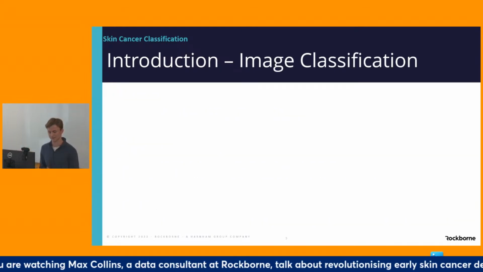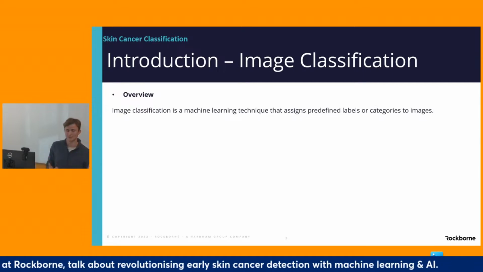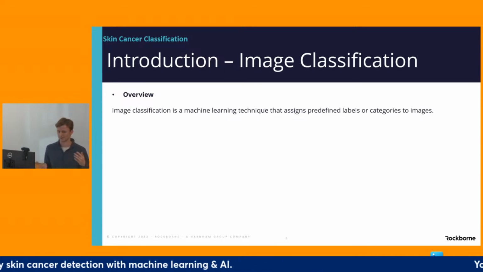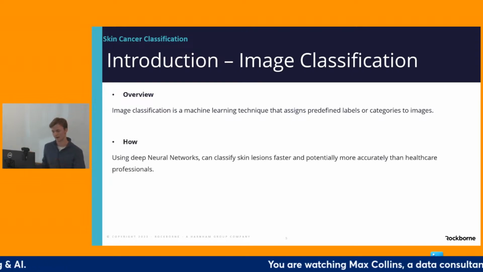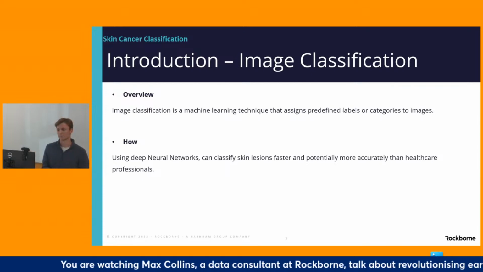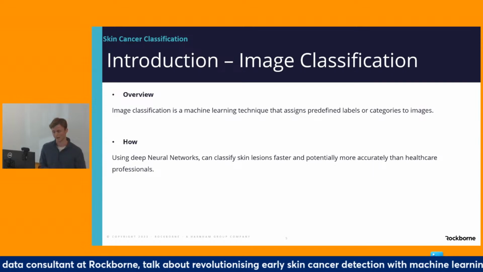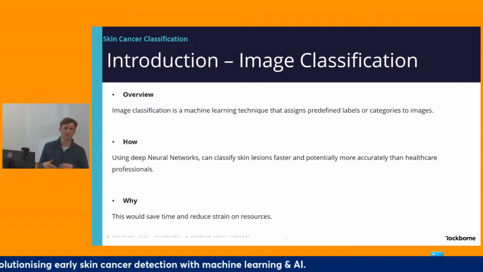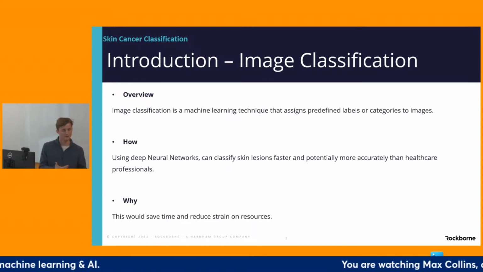I've mentioned it's an image classification problem. What does this actually mean? It's a machine learning technique that we use to categorize images. You may have seen ones where you can upload a picture of a cat and the computer will tell you that it's a cat. It's the same thing here, but a slightly trickier setup. We're using neural networks, and this would allow us to potentially classify the skin lesions faster and hopefully more accurately. This will relieve a lot of strain on resources, so you don't have to go and see a doctor, it takes less time, and they then have more time to do other things.